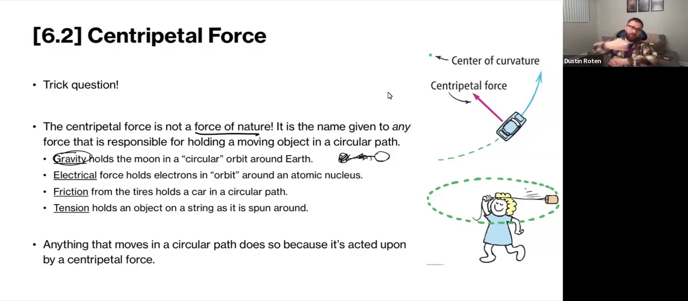Electrical force holds electrons in orbit around a nucleus. So if we have a nucleus, we have all these electrons zipping around it. The electrical force is our centripetal force. Now moving to examples that we can see more in our everyday lives. If you look at this car up here, it's turning left into the circle. Well, friction from the tires, that's what's holding it in the circular path, right? You turn your wheel, tires are digging into the ground. So this centripetal force, it's not its own thing. This is actually from friction.